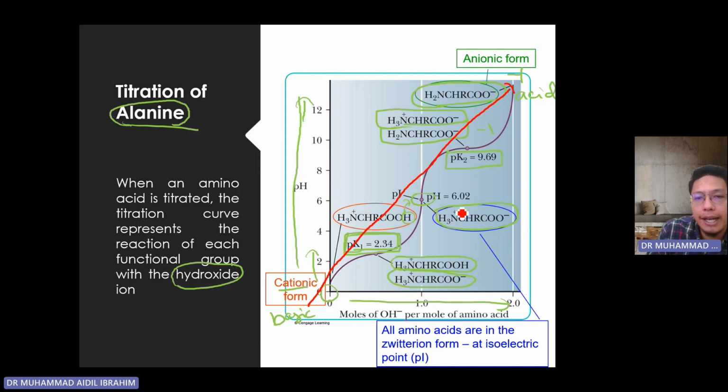Okay, let me highlight one thing, which is the pI. pI is called the isoelectric point. The isoelectric point is where 100% of the amino acid has zero net charge. Whenever this happens, we record the pH. So 6.02 is the pI of alanine. That's how they identify the Zwitter ion pH, the pH where alanine becomes 100% Zwitter ion.